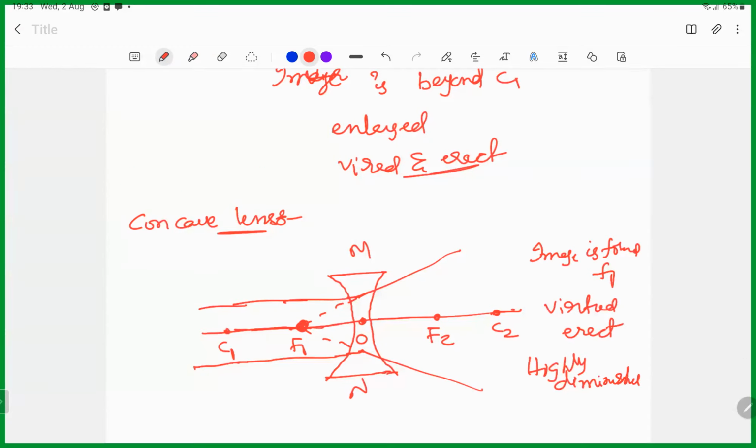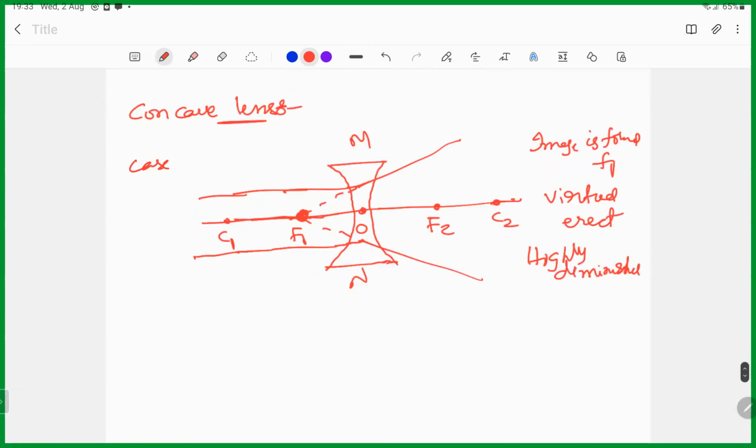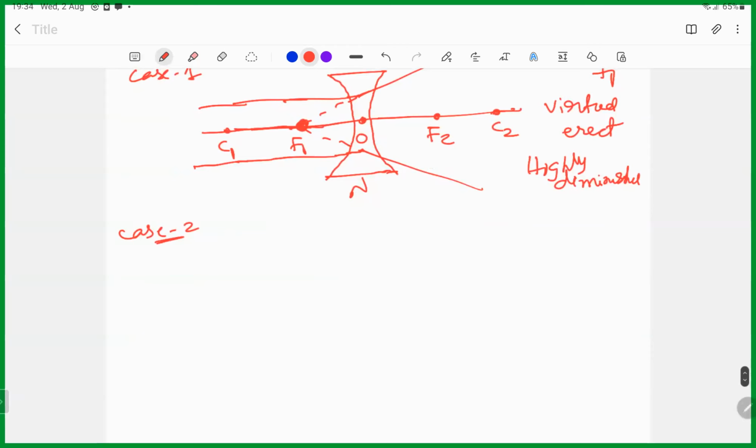So the next case, case 2, will be between infinity and optic center. Between infinity and optic center, anywhere. That's why there are only two cases.